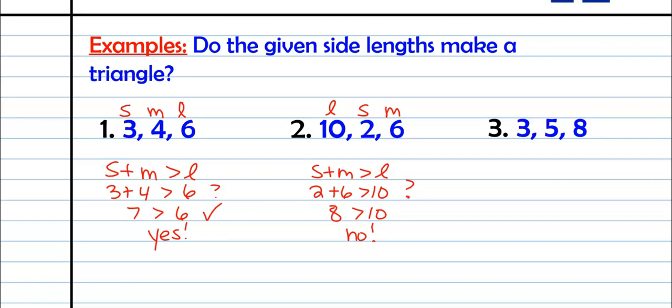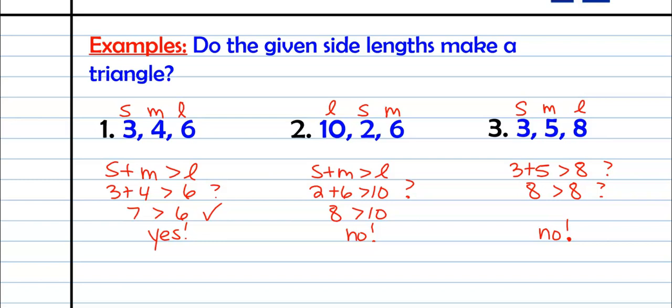Okay, and then number 3, kind of a tricky one here. So we have short, middle, and long. If we add them together, is 3 plus 5 bigger than 8? 3 plus 5 is 8. Is 8 bigger than 8? That's the question. Is that true? No, 8 is not bigger than 8. 8 is equal to 8. So in that case, you do not have a triangle that works.